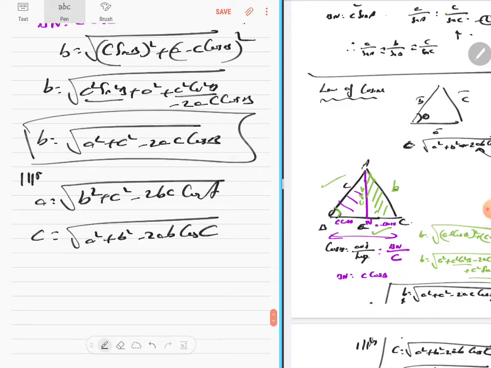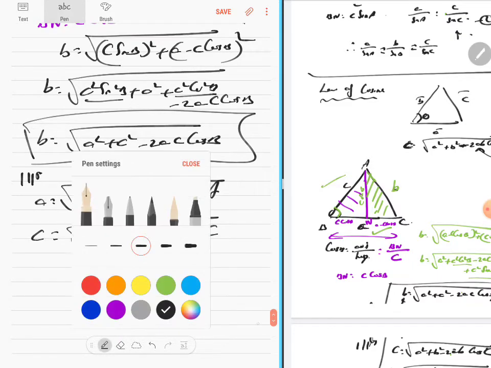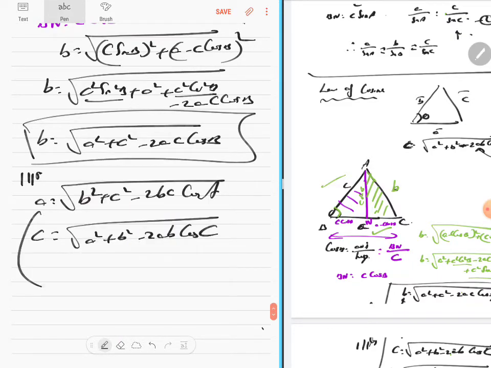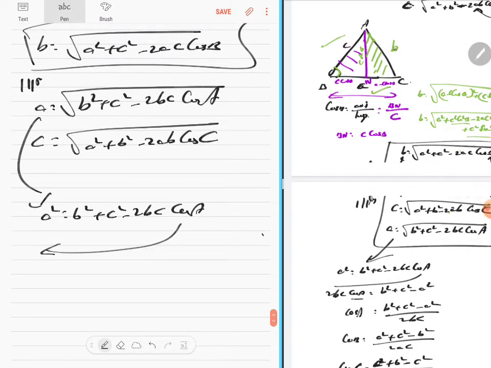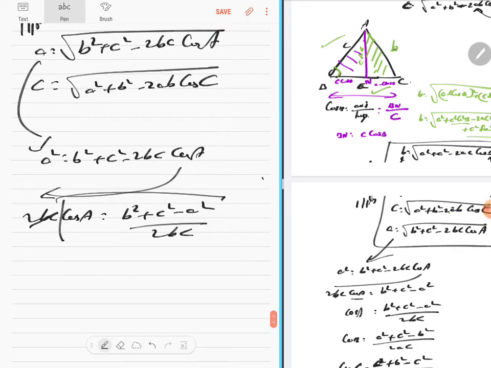So this is the law of cosine. You can also square both sides and find the angles. Take this A proof and square both sides. A square is equal to B square plus C square minus 2BC cos A. Juggle the cos A to the other side: 2BC cos A is equal to B square plus C square minus A square, and the 2BC can come down. Thus you get a new formula for cos A.